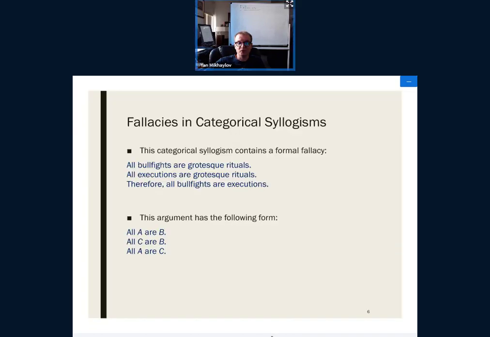Categorical syllogisms similarly can have formal fallacies. This is an example. We did some of them before when we tried to analyze it with the circles. We'll do a lot more of this in chapter 5. Until then, just remember that if it is a categorical syllogism, then it will have a formal fallacy.